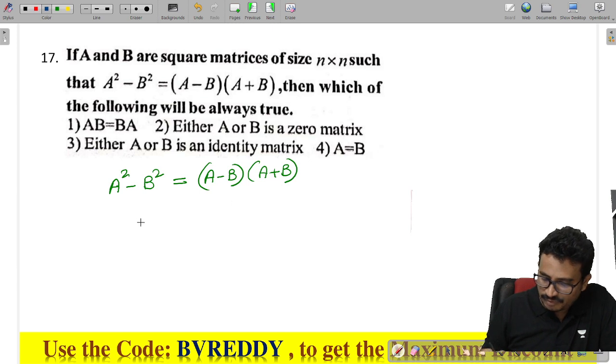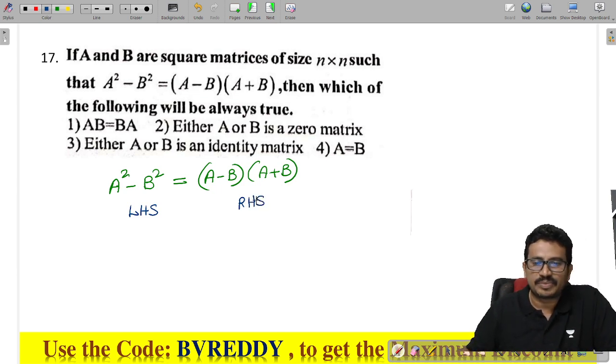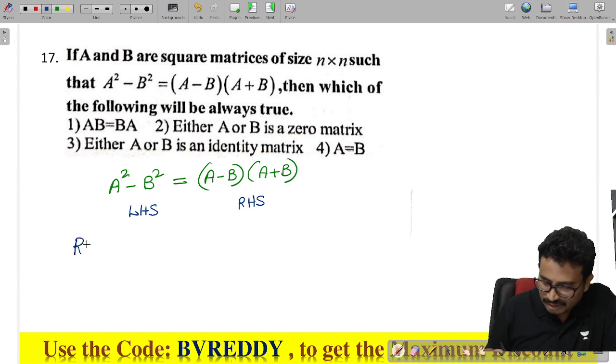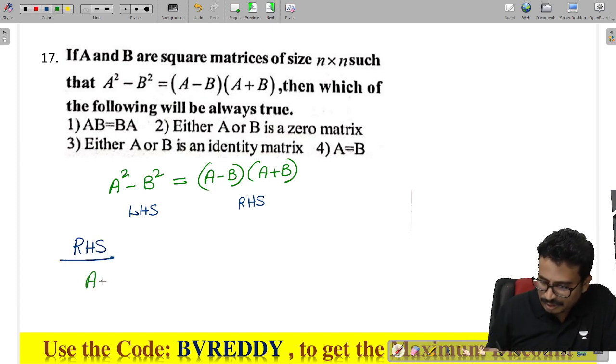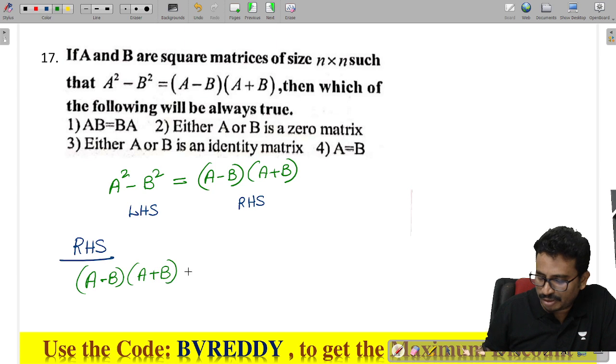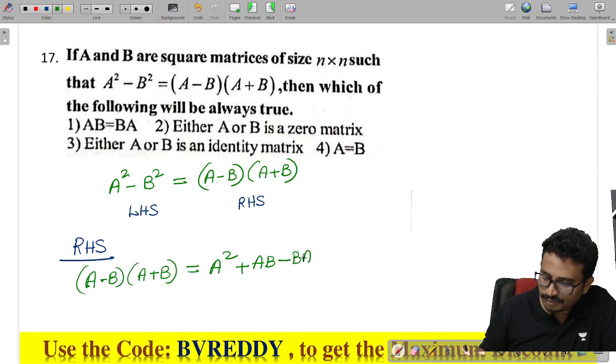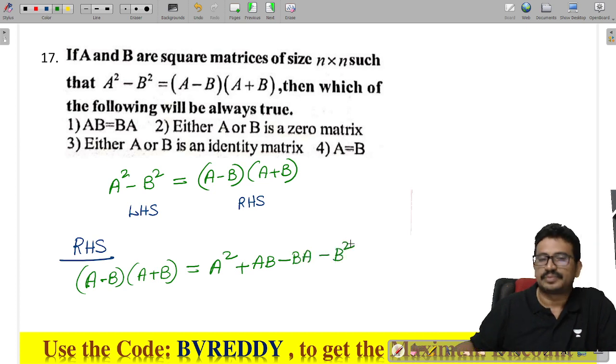As we have considered, this is my LHS and this is my RHS. Now I am considering the RHS. From this, let us prove the RHS is the same as LHS. So look at this, this is A minus B into A plus B. If I multiply this, A into A is A square, plus AB minus BA minus B square, isn't it?